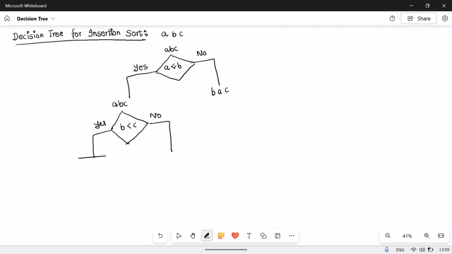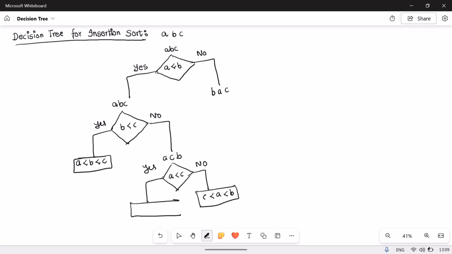If it is yes, then the order remains the same, that is A less than B less than C. If it is no, the order will change to A, then C, then B, because B is not less than C, so C is the smaller. Now again, I'll compare A and C, whether they are in the correct position. If it is no, the order is C, then A, then B. Correct? If it is yes, then the order remains the same, A, then C, then B.